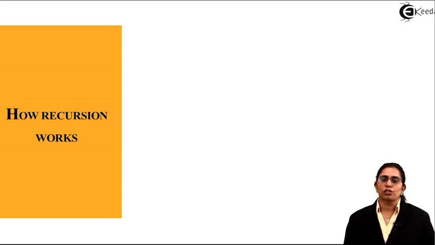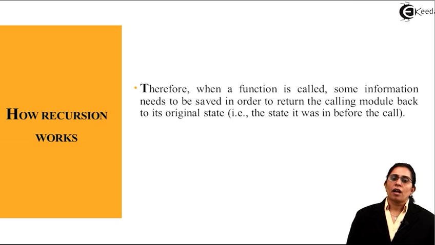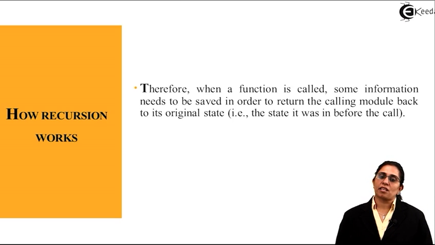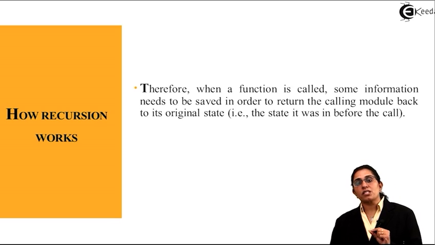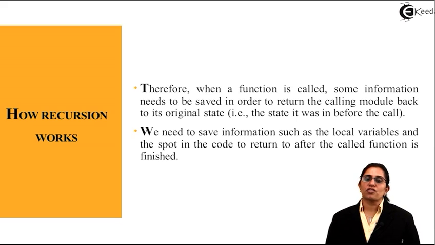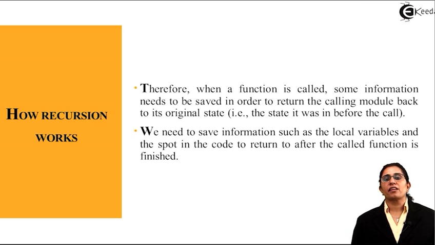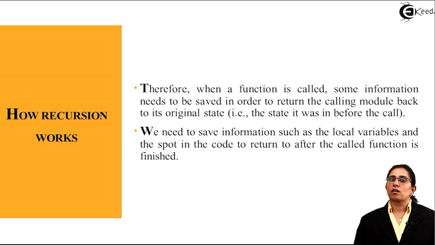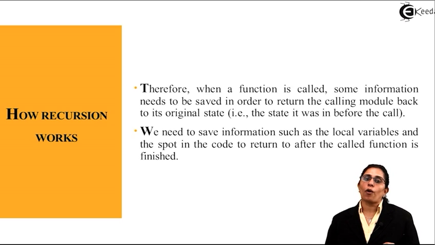Now to see how recursion works, the very important feature to remember is that when a function is called, the information at that point needs to be saved in order to return the calling module back to its original state, that is, the state from which the function call was given. So we need to store the address location of that statement. And we need to save information such as the local variables and the spot of code to return to when we have finished the function execution. So this complete scenario explains how a function call works, and how recursion will save the calling point and the return point value.